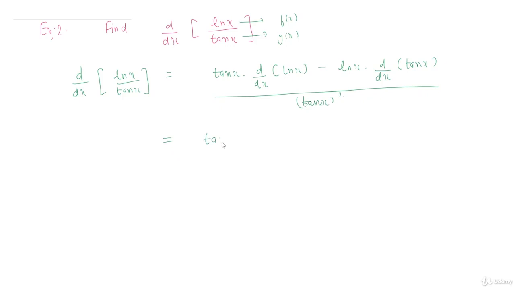Now this is tan x multiplied by d by dx of ln x, which you guys remember from previously mentioned identities, that is 1 by x, minus ln x. Now the derivative of tan x is sec square x, right? So this is sec square x, and this whole is divided by tan x whole square. So this is our answer. So these were some basic examples which were covering the application of the algebra of derivatives as well as the derivatives of some commonly used functions.